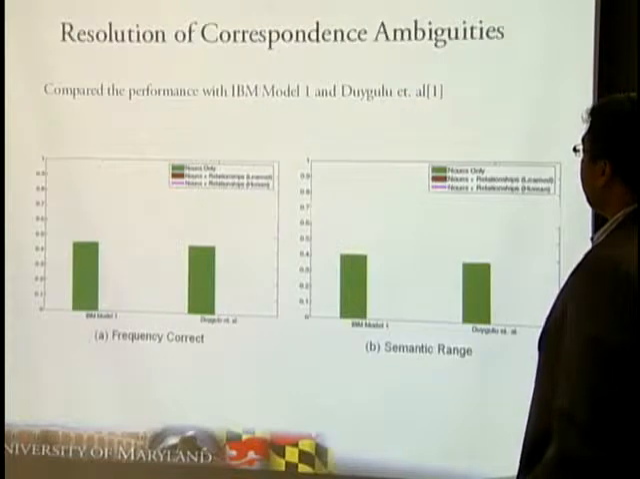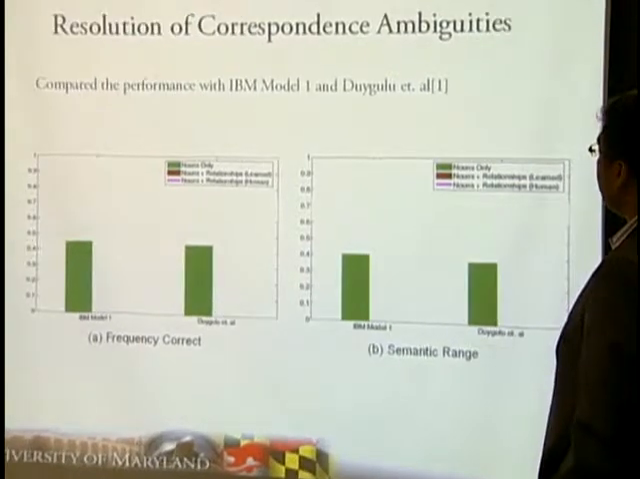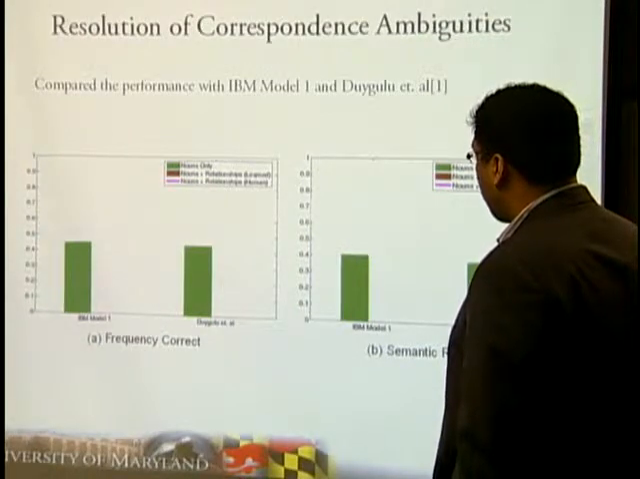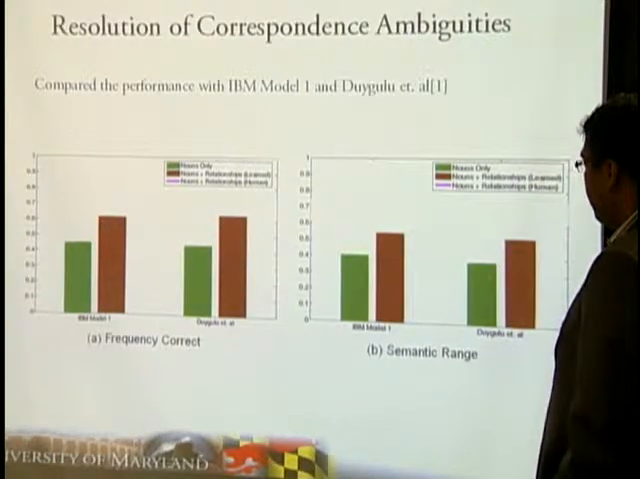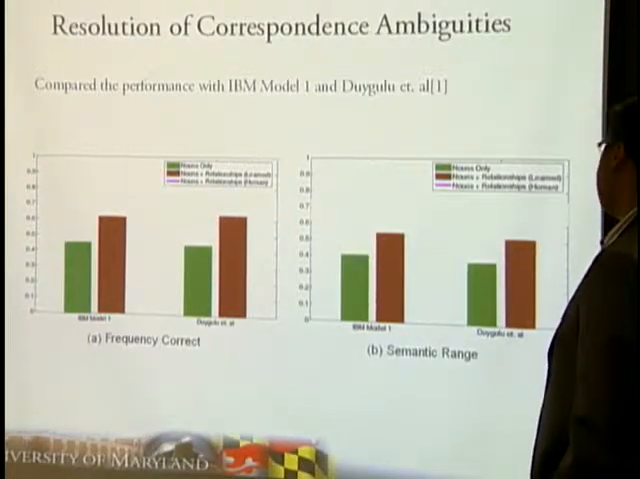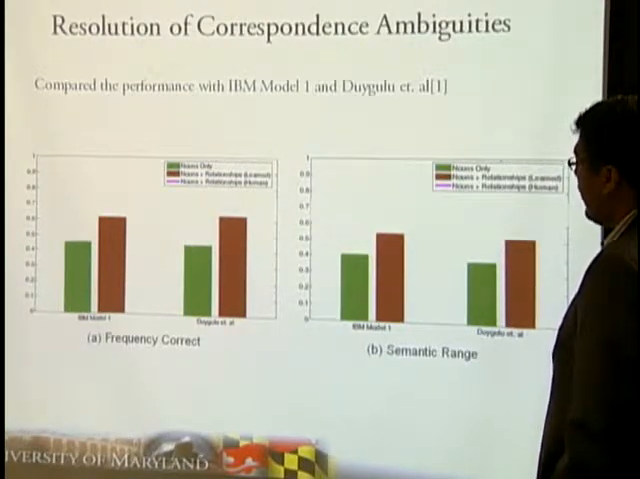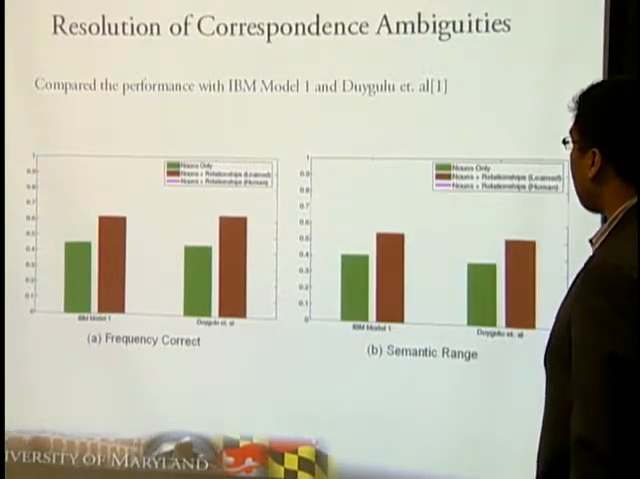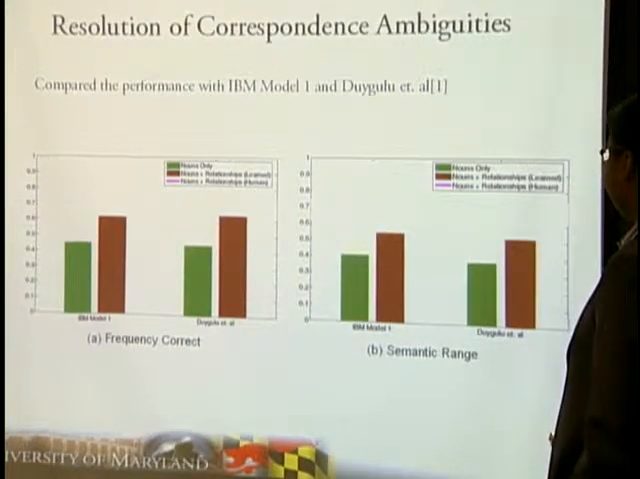Now we quantitatively compare the performance of our approach with IBM Model 1 and Duygulu et al. IBM Model 1 is another translation based approach, or co-occurrence based approach. The left green bar shows the performance of IBM Model 1, the right green bar shows the performance of Duygulu et al. The left red bar shows the performance of our approach when EM is initialized by IBM Model 1, and the right red bar shows the performance when EM is initialized by Duygulu et al. As you can see, based on both measures, our approach outperforms both IBM Model 1 and Duygulu et al., and in some cases the percentage improvement is as much as 35%.